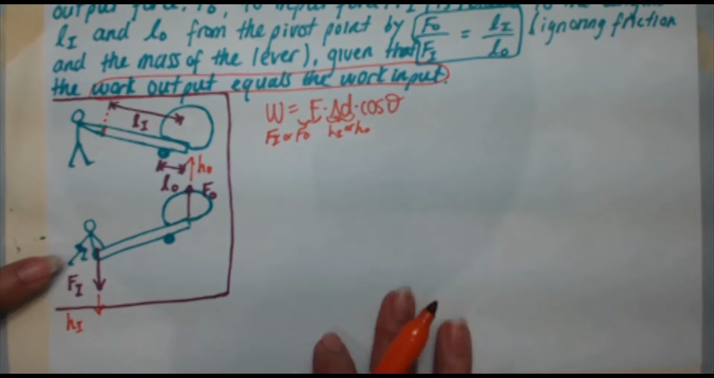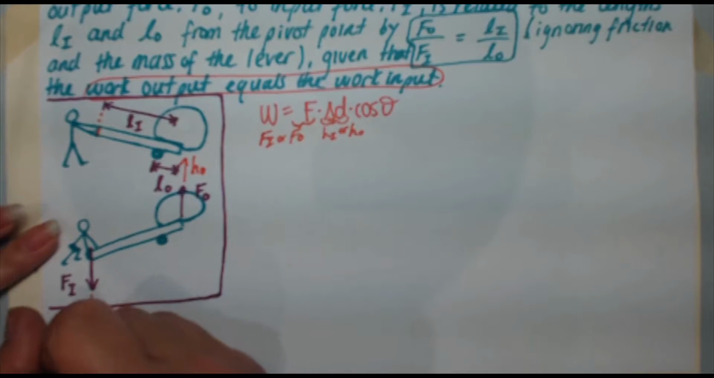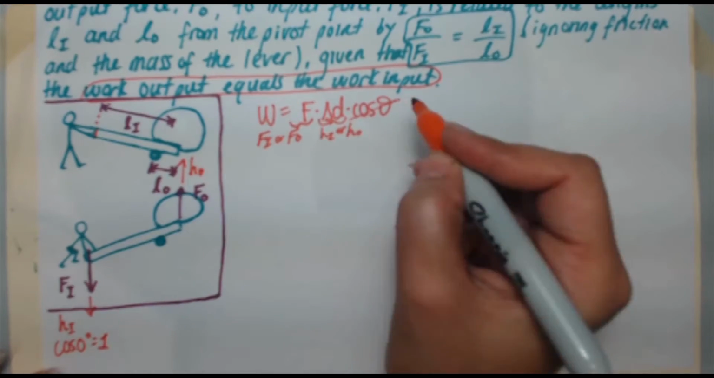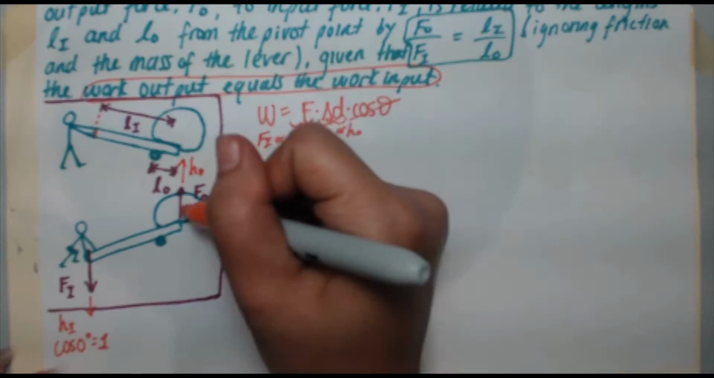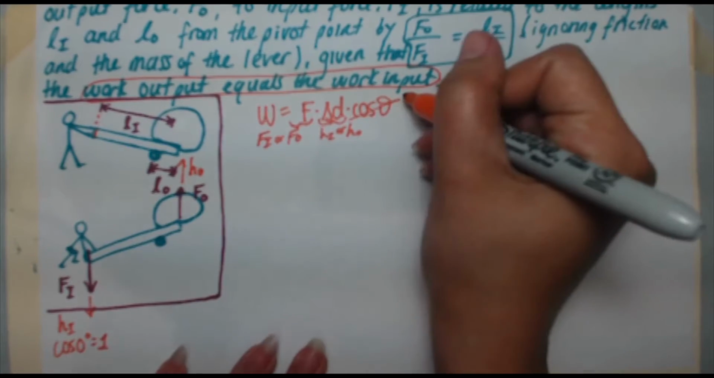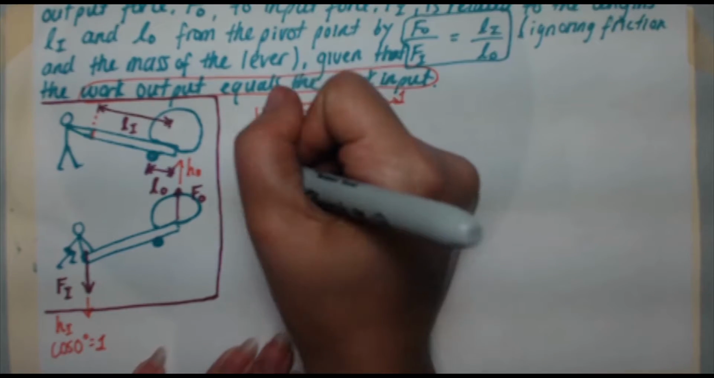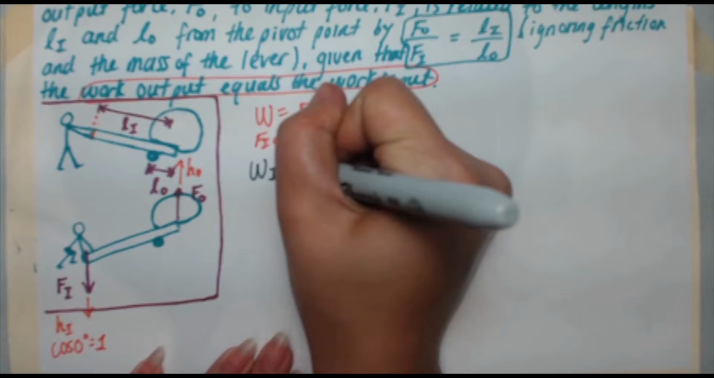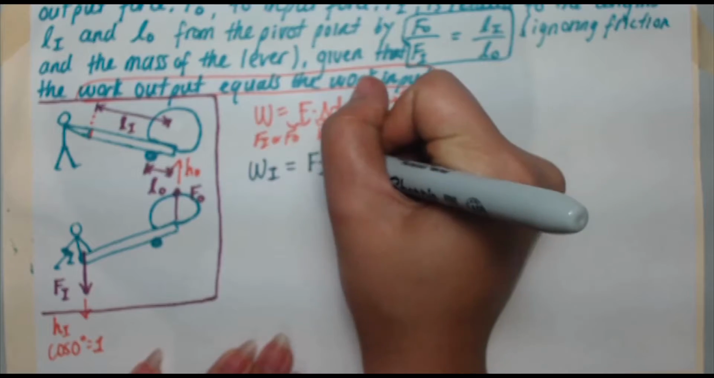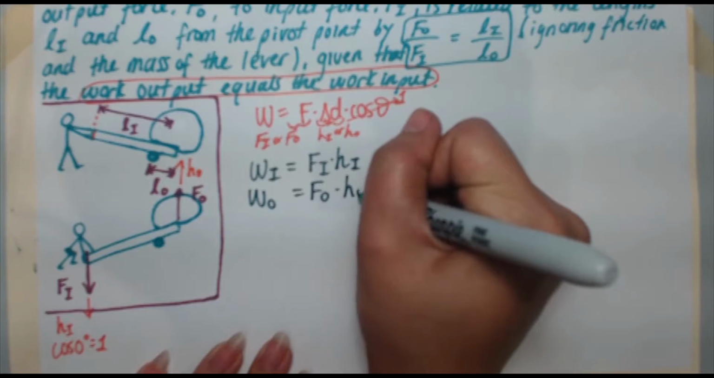Now, take a look at this. What's the angle between Fi and Hi? It's 0. And we know that cosine of 0 degrees is equal to 1. So, in fact, we can just ignore this part for this problem. The same thing happens for the output. Ho and Fo are in the same direction. Cosine of 0 is 1. It disappears. So we can, again, just ignore that part for this question. That can help us simplify this to the following expressions. The input work can be written as the input force times the input height. And the output work is equal to the output force times the output height.